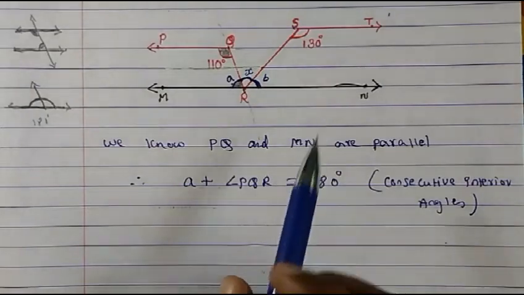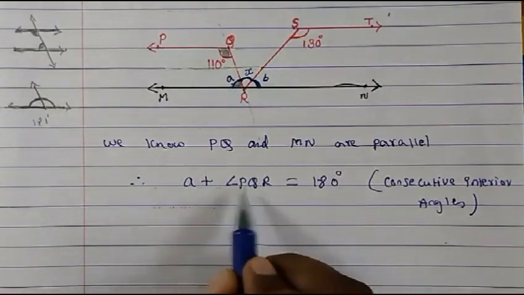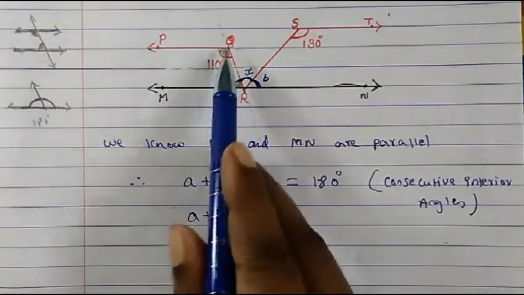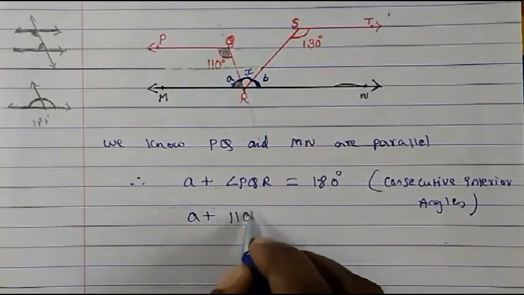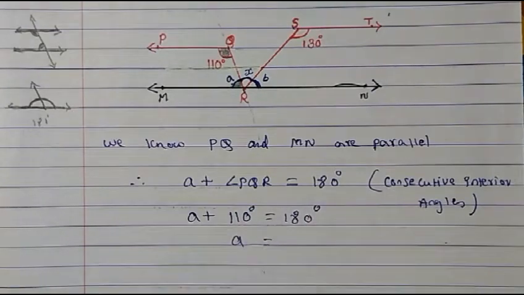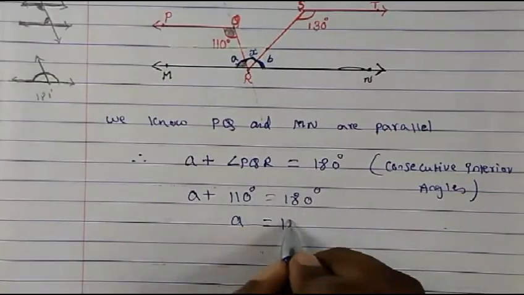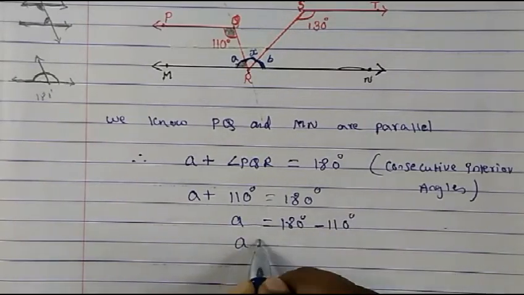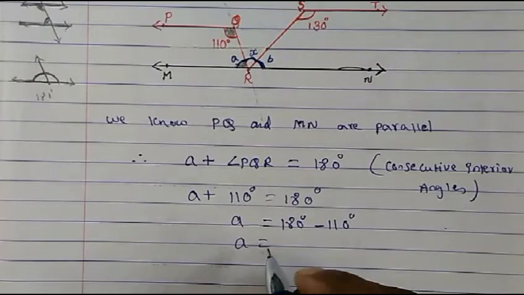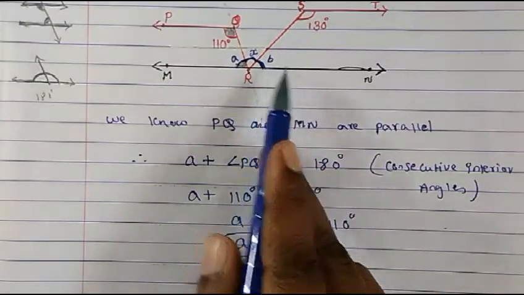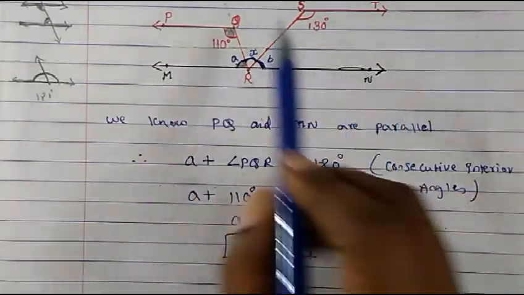So we know that the sum of these two angles is 180. Now A we don't know. Angle PQR we know is 110 degrees. So let's keep A here only and bring this to the other side, and it becomes minus. So what will be the A value? It will be 70 degrees.